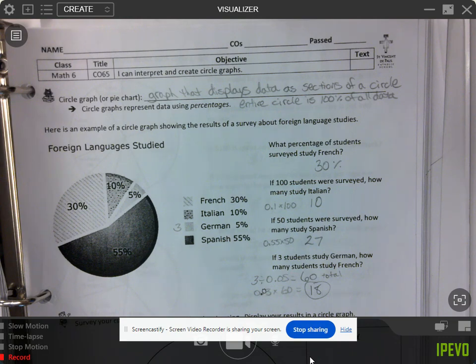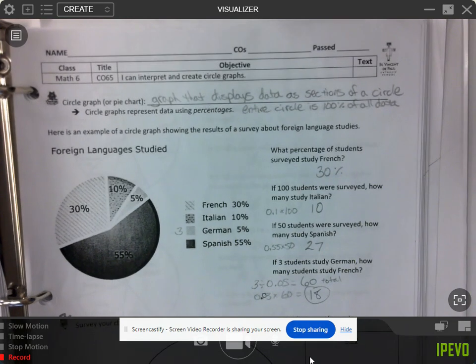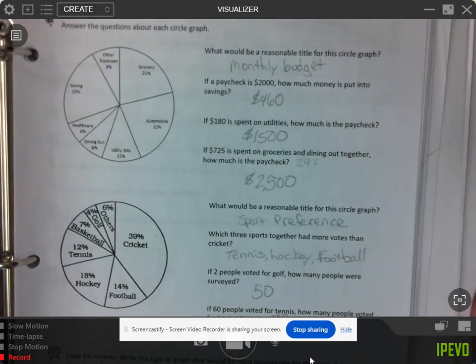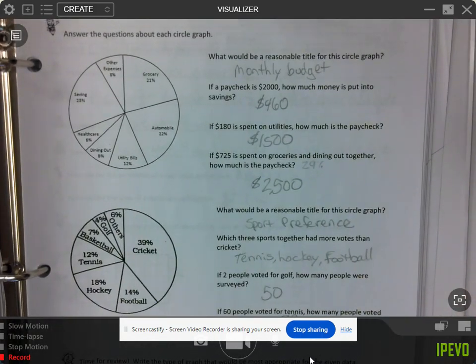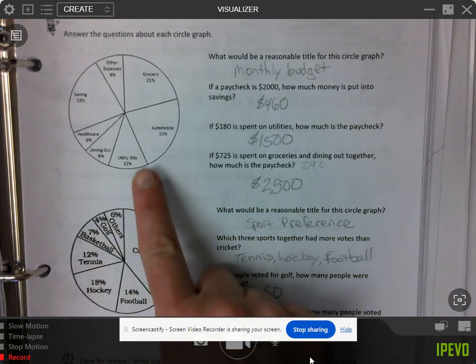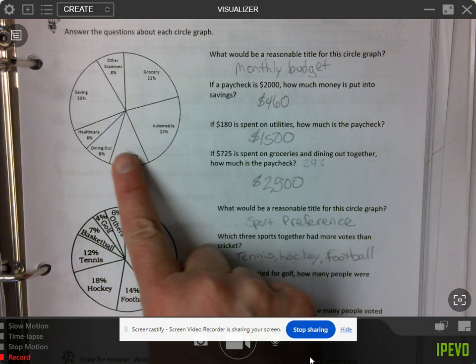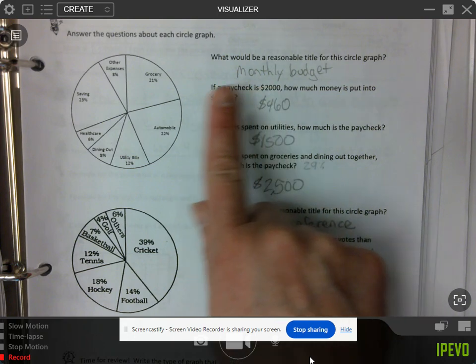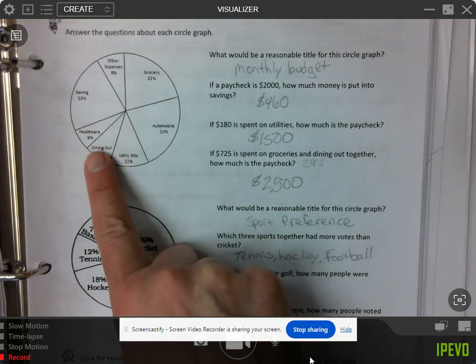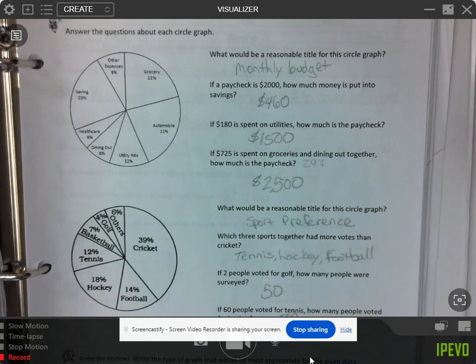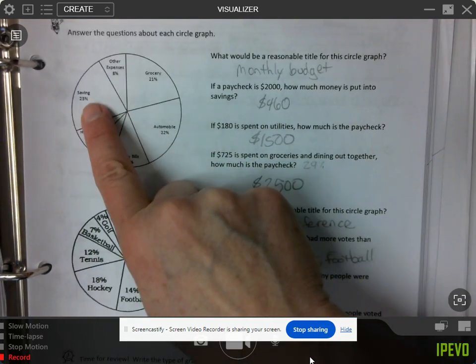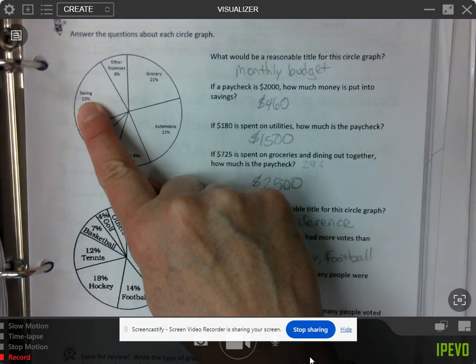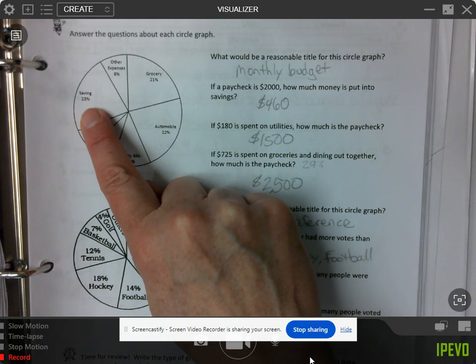Let's look at our second page that we worked on by ourselves. What would be a reasonable title for this circle graph? So if we're looking at what's all in the graph, a good title would be the monthly budget. How much you spend monthly on these different things. What other titles did people put? Connor? Okay. So the only problem with just writing bills is this one's labeled saving. So we have to be careful that we're looking at everything.